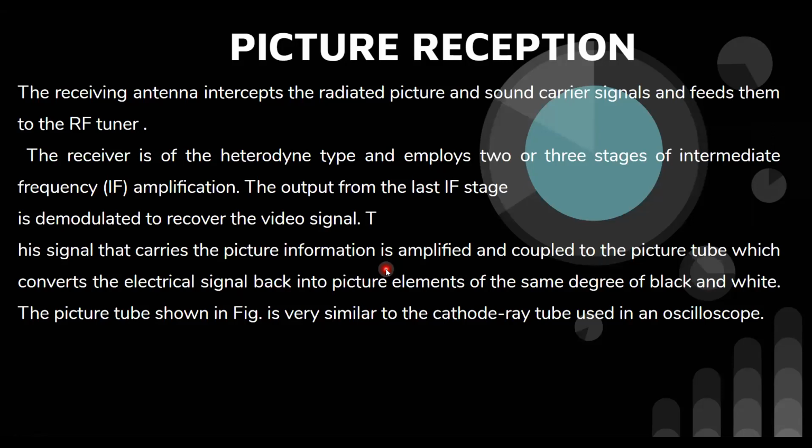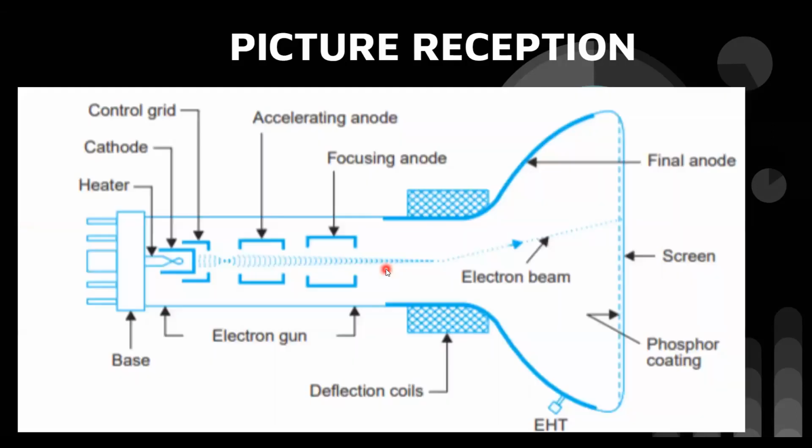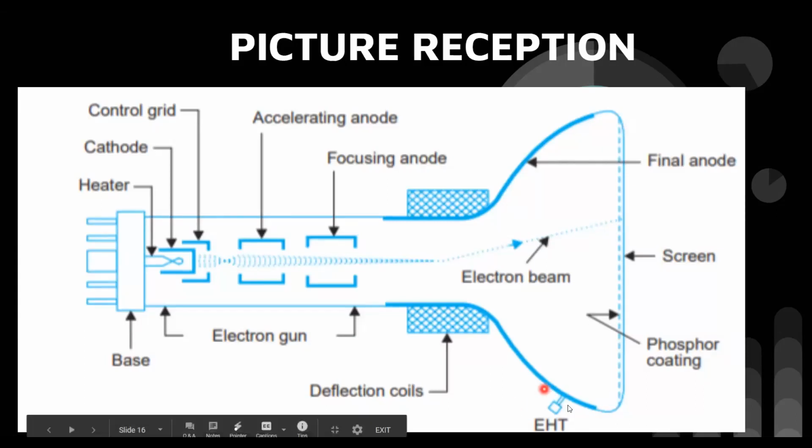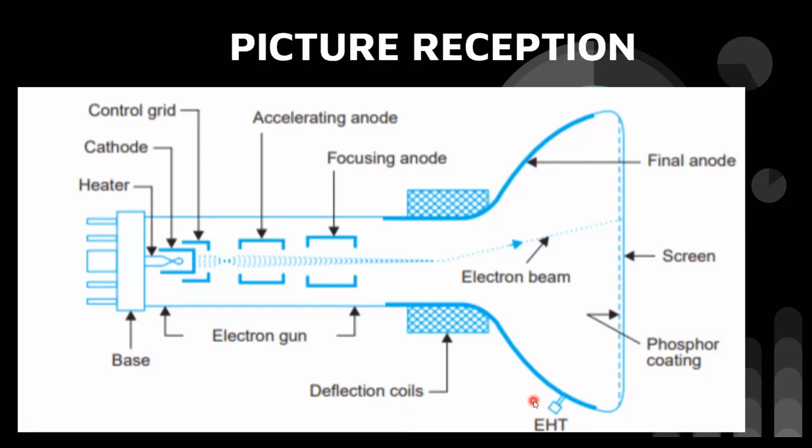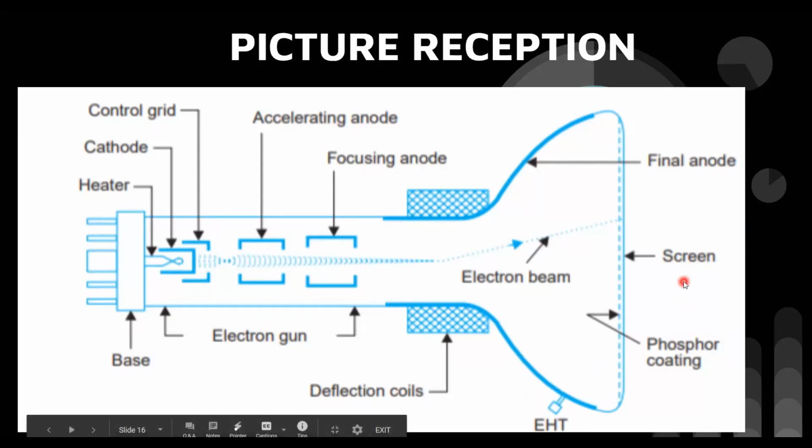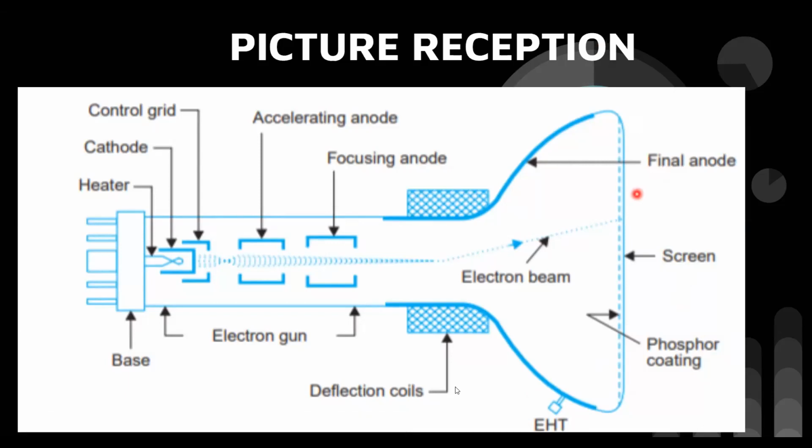So where you are able to get more and more receiving. But this is demodulated. So what is the basic here? You have the floor. This is our TV screen. This is a very important terminal, EHT. It's a very important terminal and the coating materials are available here. Screen is available and the final anode is available.